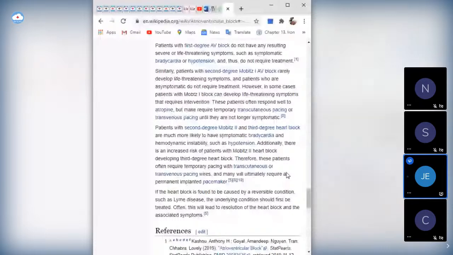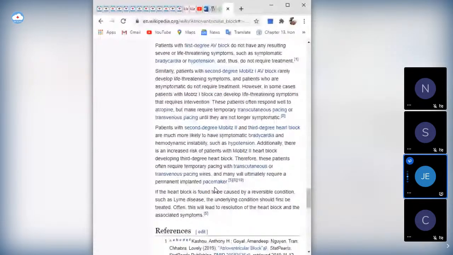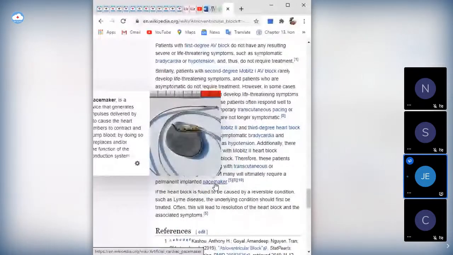If the heart block is found to be caused by reversible conditions such as Lyme's disease, the underlying cause should first be treated. Often this will lead to resolution of the heart block and the treated symptoms. So a permanent pacemaker is the treatment of choice for second degree type 2 or third degree, which is a complete heart block.